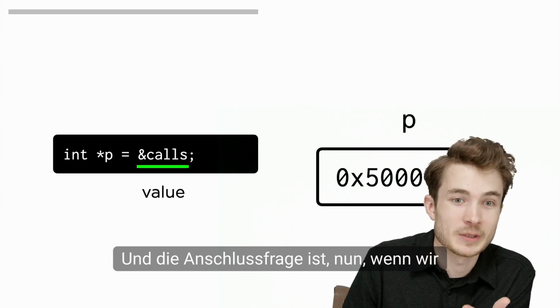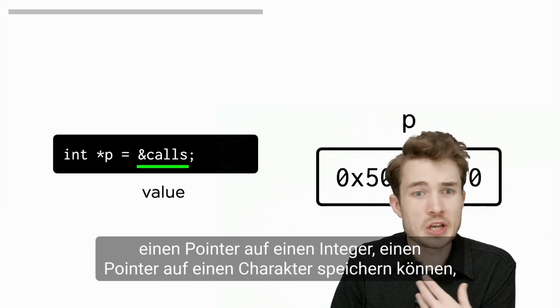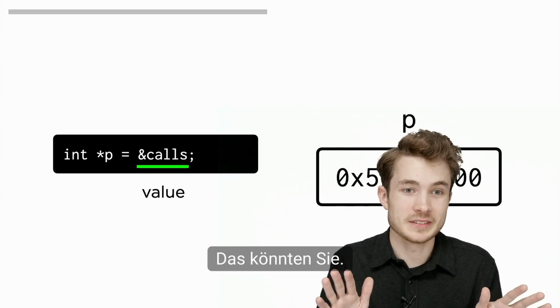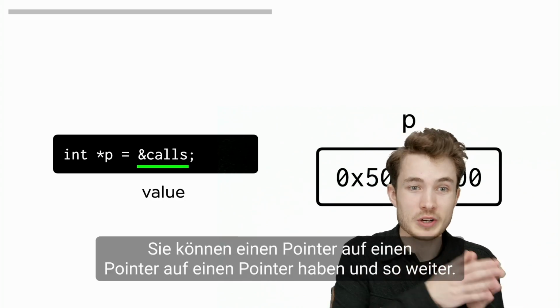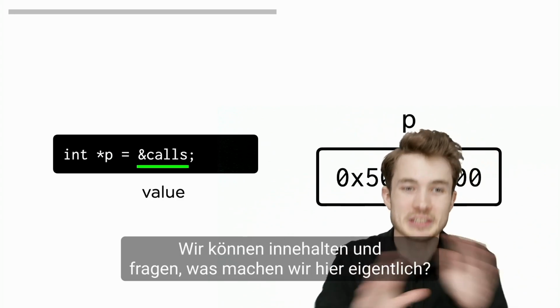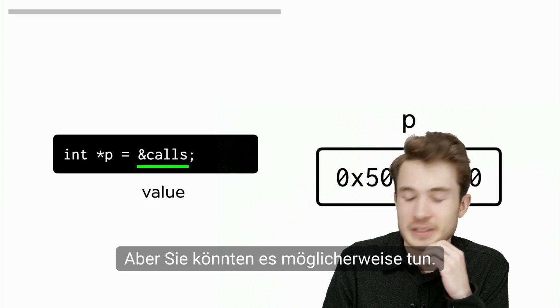And the follow-on question is, well, if we can store a pointer to an integer, a pointer to a character, could we have a pointer to a pointer? You could. There's nothing stopping you. You could have a pointer to a pointer, and so on and so forth. But at that point, I'd say we're getting a little bit ridiculous. We can kind of pause and say, what are we actually doing here? But you could possibly do it.